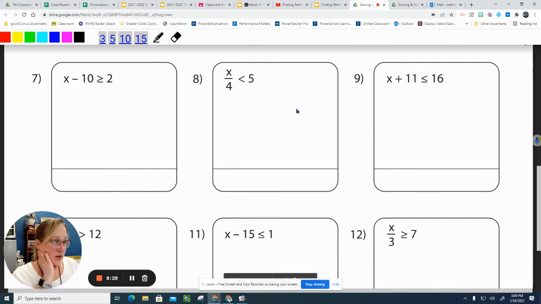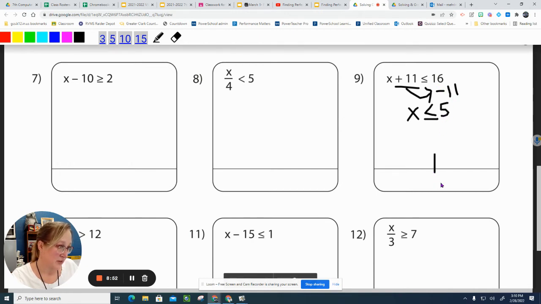All right, we've got x plus 11 equals 16. We're going to move this over by subtracting. You're left with x. Since I'm not multiplying or dividing by a negative number, I'm just subtracting 11. My inequality sign stays the same. 16 minus 11 is 5.